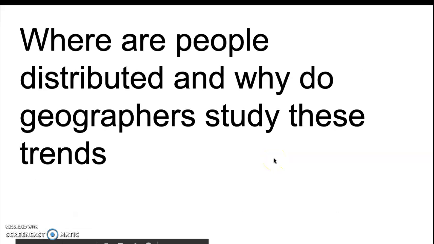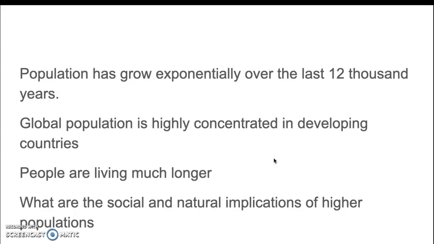So today we're going to explore where are people distributed and why do geographers study these trends. There's a few reasons why population has grown exponentially over the last 12,000 years. In a little while I'm going to show you a chart of that. Global population is highly concentrated in developing countries. These countries include Asia, Africa, a lot of the developing countries. We're considered in the United States already a developed country.